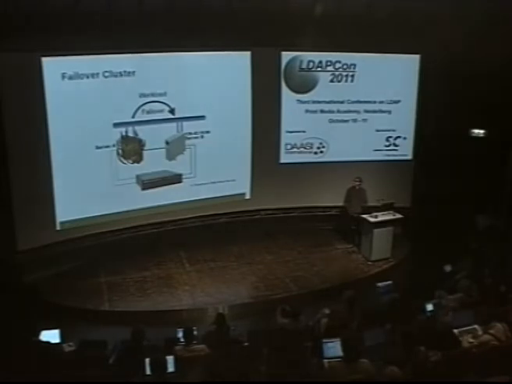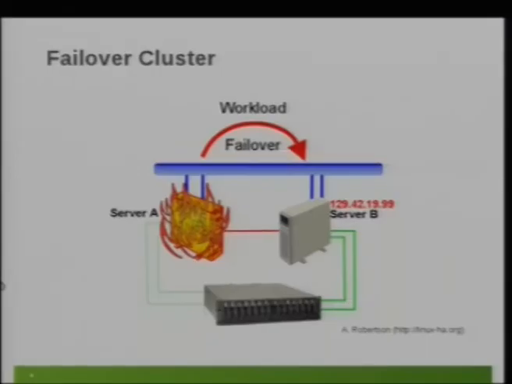You have two servers with basically the same software installed on both. One server is currently active, in this example server A, and when it fails, the other one immediately detects that it failed and takes over the work of that server, including, in this case, the virtual IP address that's printed in red there. And the connection to the shared storage is also transferred to the other server.